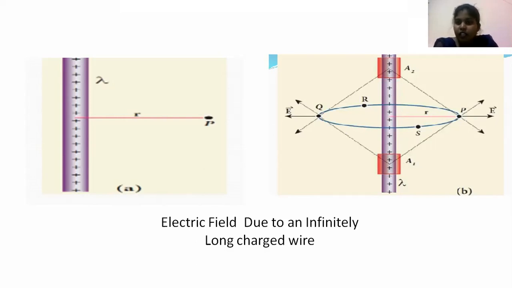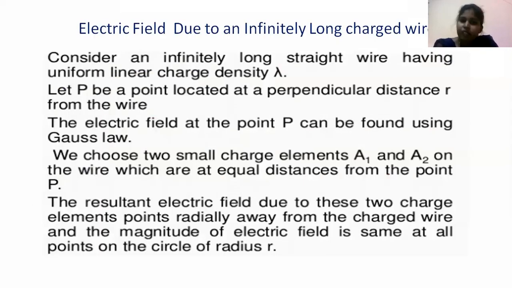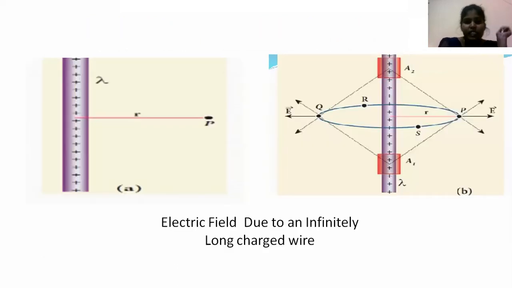Here you're considering A1 and A2, two charge elements at equal distance from the point. The resultant electric field due to these two charge elements points radially away from the charged wire. The magnitude of the electric field is the same on the circle. The fields due to these two charge elements on either side, at points P and Q, have equal value, and they point radially away. Anywhere on the circle, the value will be the same.